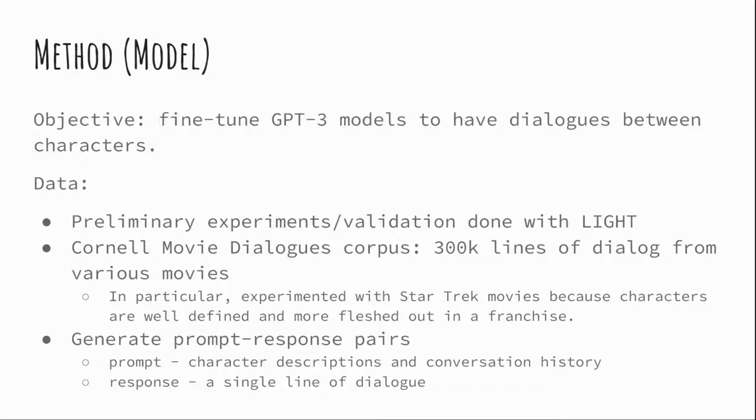So from the Star Trek data, we generate prompt response pairs, with prompts being character descriptions plus a certain portion of the conversation. The response is the other portion of the conversation indicated by the corpus metadata. So with regards to evaluation methods, we did a lot of our preliminary evaluation on light models because they also generate dialogue. And then we port these evaluation methods over to our Star Trek model.